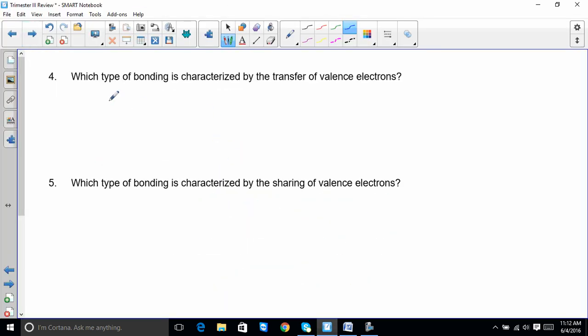So then the question says, which type of bonding is characterized by the transfer of valence electrons? That is ionic, because if there's a huge difference in electronegativity, the metal, which has the low electronegativity, actually transfers. For instance, in example 1, calcium, which has an electronegativity of 1, and fluorine with 4, when they connect, calcium gives electrons to fluorine, because fluorine wants 1 so it can look like neon. Calcium actually gives away 2 electrons.